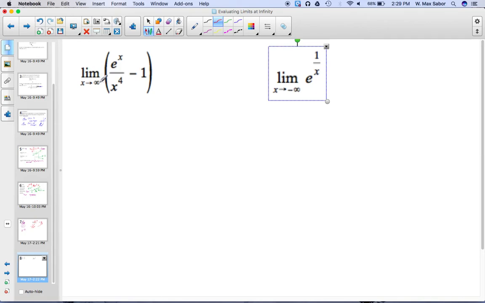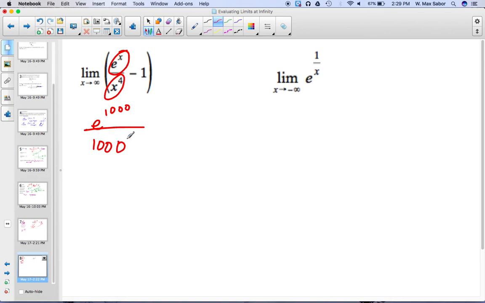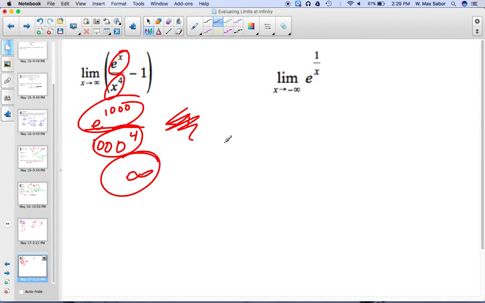Here, the limit as x goes to infinity of e to the x over x to the fourth minus 1. Well, e to the x grows really fast. X to the fourth grows fast, but e to the x grows a lot faster. So e to the x over x to the fourth is going to be approaching infinity. If I plug in, say, 1,000, e to the 1,000 over 1,000 to the fourth is going to be really big because this is way bigger than that. Minus 1 isn't going to make a difference for the limit at infinity because it's still going to infinity. Because exponential functions grow so much faster than polynomial functions, that's why we say that the limit is infinity.